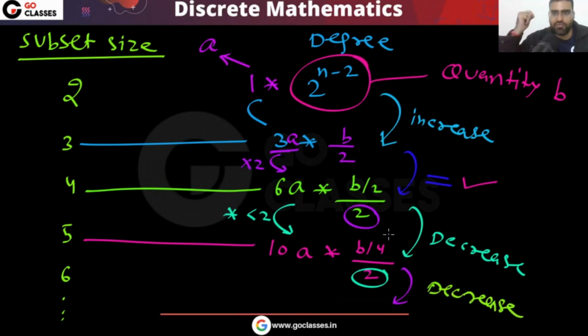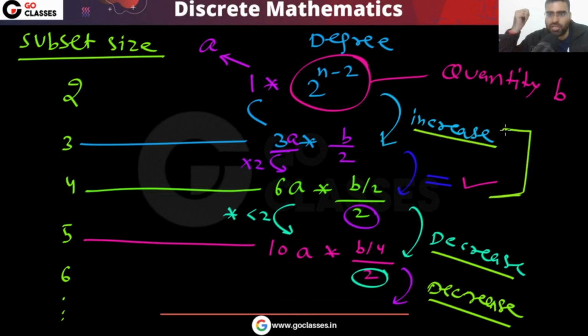So tell me, where did you get the maximum? You are decreasing, so you got the maximum here. This increase happened and this equaled, here you got the maximum.